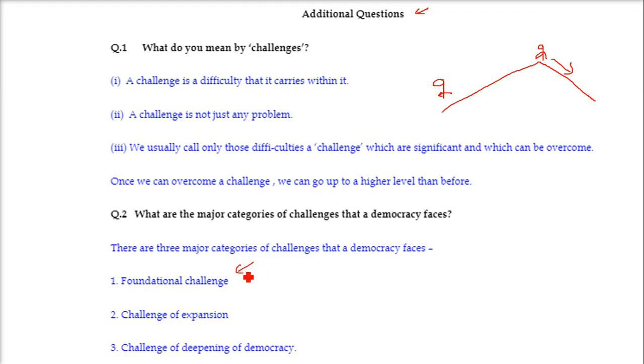Foundational challenge, that is making the democracy, finding and if any other regime is there, anarchy, monarchy, or say the army rule, we have to change it. So it's a foundational change. Second is the challenge of expansion. Now expansion means the democratic values or things have to be spread everywhere, like the institutions, etc. Then challenges of deepening of democracy. Now it has to go to the people, and the institutionalization of democracy should be done.